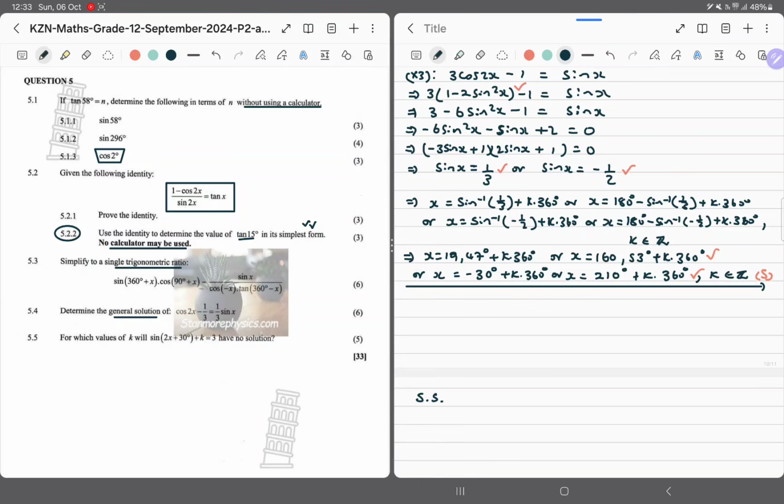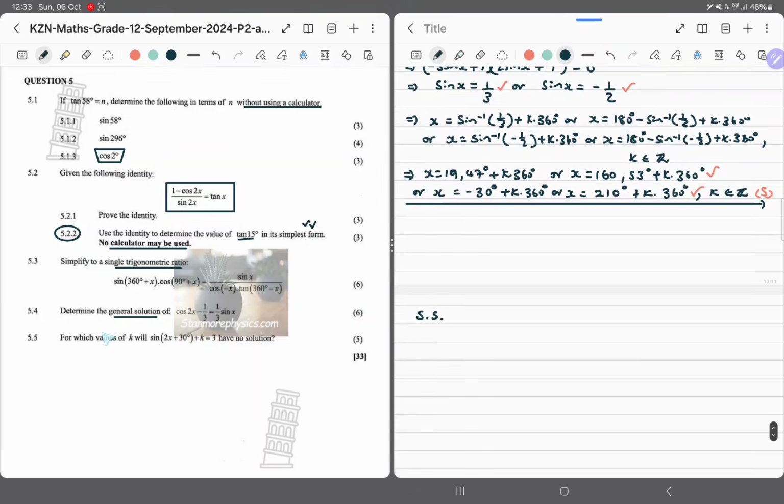All right, now what do we do? We do the last one. It says, for which values of k will this situation have no solution? Okay, that's easy. This basically says it's undefined. Okay, so this is sine of 2x plus 30 degrees, minus k or plus k is equal to 3. Remember, when we want to solve for the angle, what do we do? We isolate the trig ratio. So this is sine of 2x plus 30 degrees equals 3 minus k.